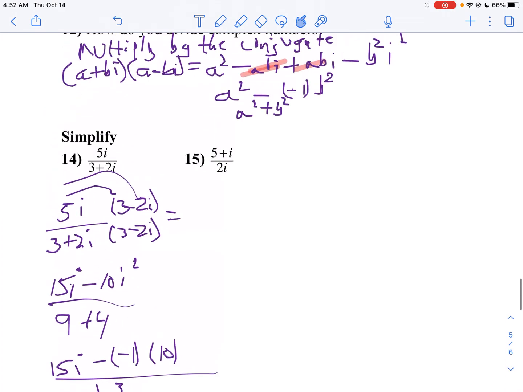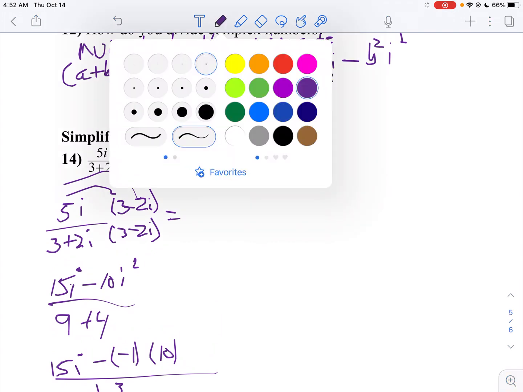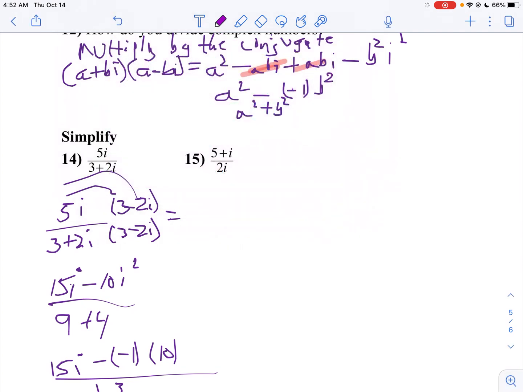Let's take a look at number 15. 15 is simpler than 14, but sometimes it's more confusing. Because what's the conjugate of 2i? Well, the conjugate of 2i is negative 2i because you only change the sign of the imaginary, or the complex part. So I'm going to take 5 plus i. I'm going to multiply the numerator by negative 2i and the denominator by negative 2i.